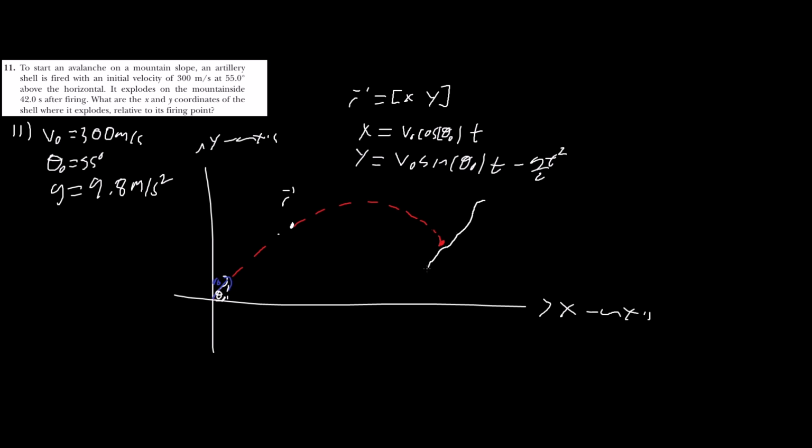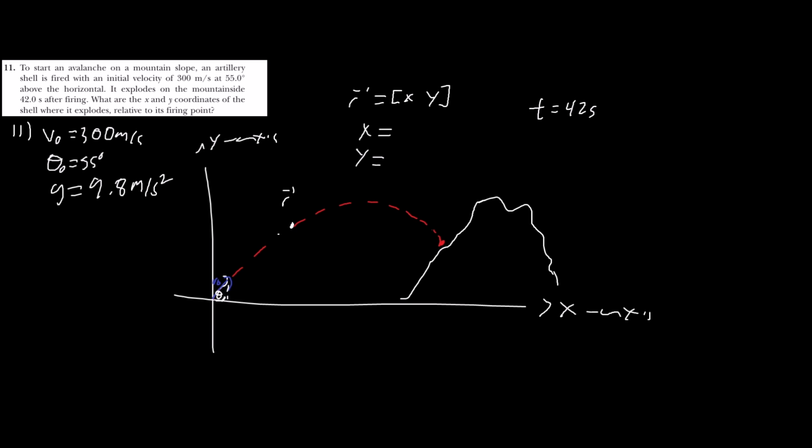So for this shell that's going to fire, and it's going to come back down. It might hit it when it's going up or down. It doesn't really matter. But it's just asking for the x and y coordinates. Oh, then we're pretty much done. So all you have to do is plug all those values in there. Let t be specifically 42 seconds.